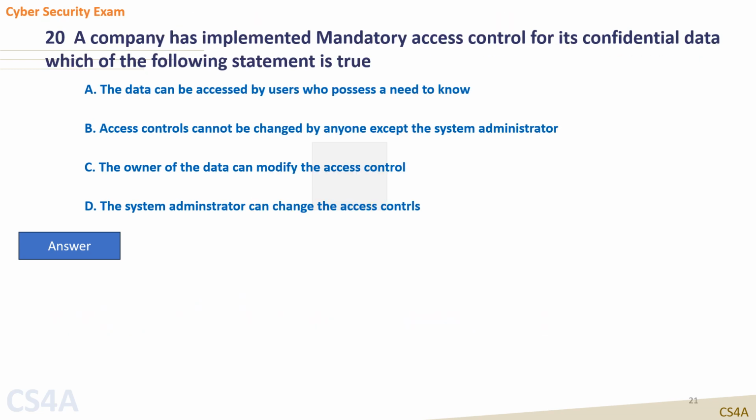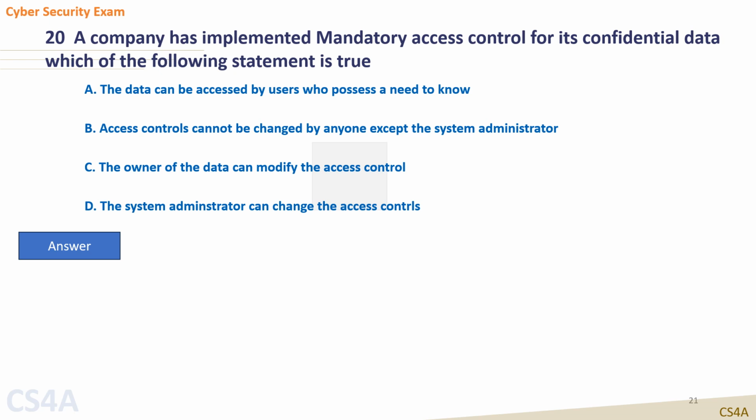So here the question is, a company has implemented mandatory access control for its confidential data. Which of the following statements is true? The data can be accessed by users who possess any need to know. This is not the correct one. And access control cannot be changed by anyone except the system administrator. This is related to mandatory access control. So we'll see the next one.